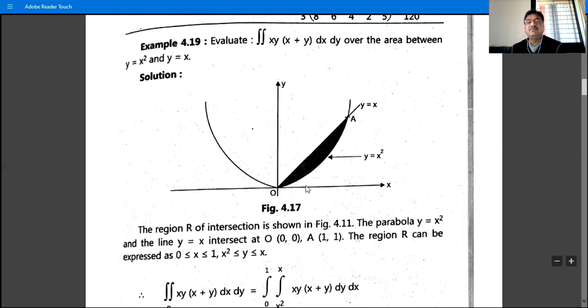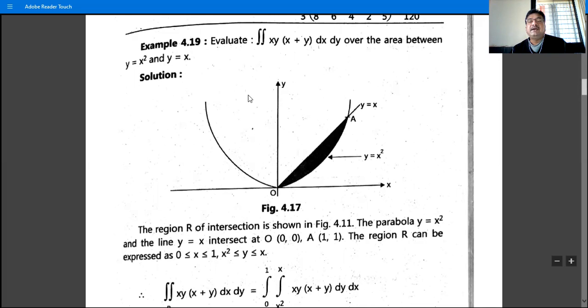So we need to draw this figure to solve this problem. y is equal to x is the straight line passing through the origin, which divides the first and third quadrant into two equal parts. It makes an angle of 45 degrees with the x-axis as well as with the y-axis. On the line y is equal to x, the x and y coordinates of every point are the same.